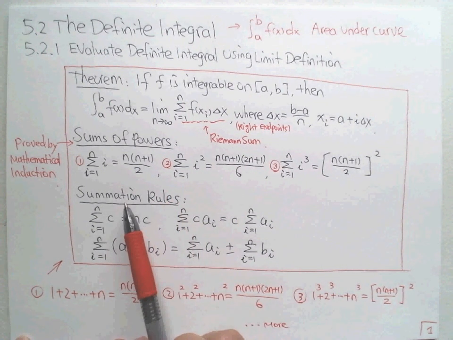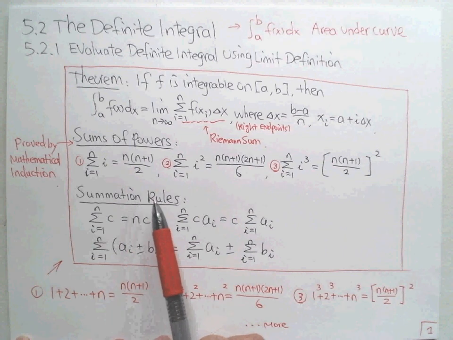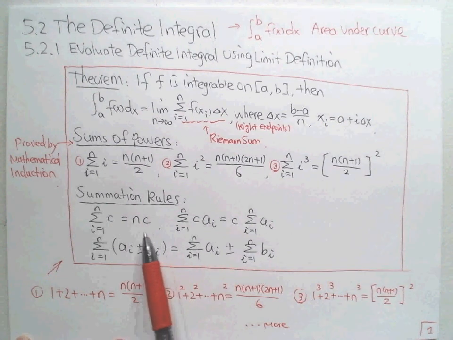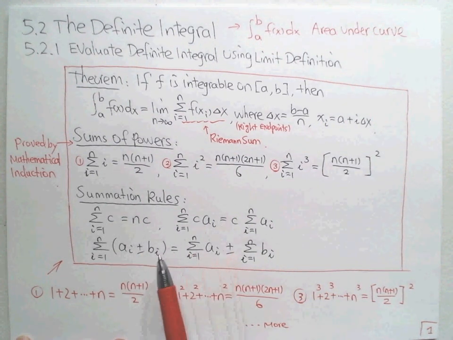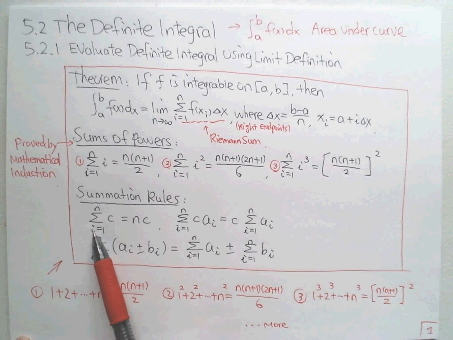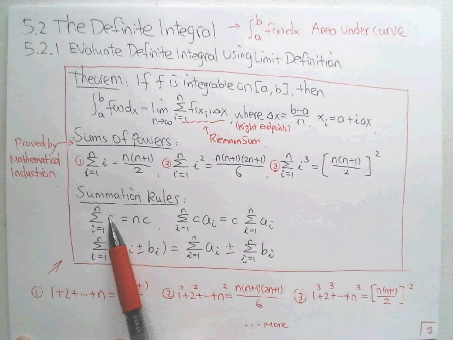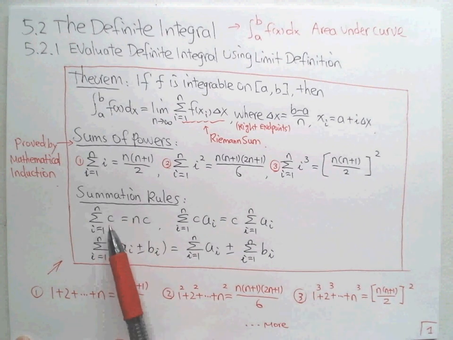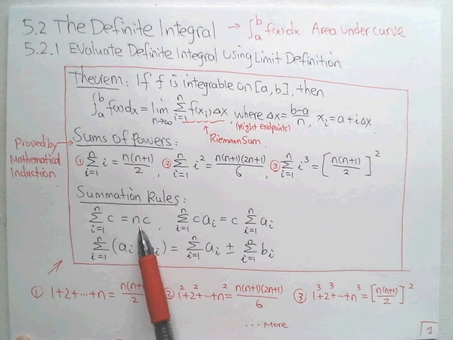Another set of rules is the summation rules. We remember this sigma notation is summation. We have these three rules. The first, if c is just a constant number, not related to i, not dependent on i, then what does this mean? Each term is c, so c plus c plus c, n terms added together, so it's just n times c, right? This is easy.